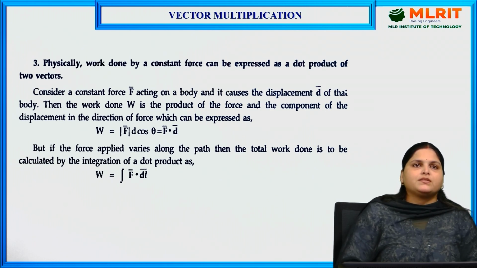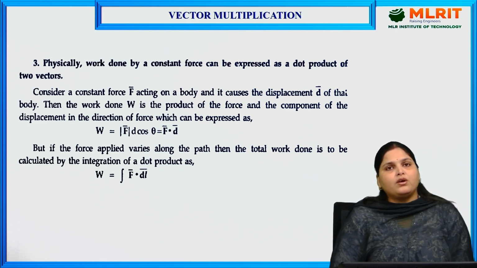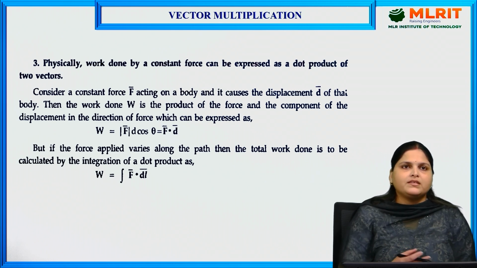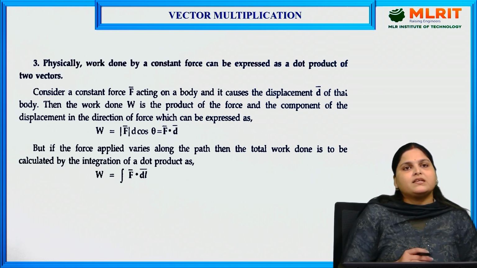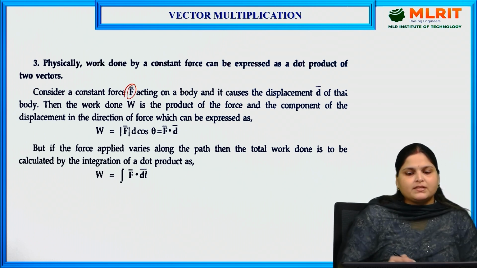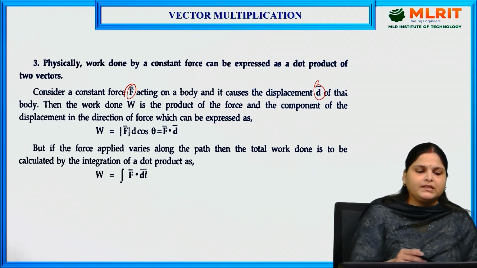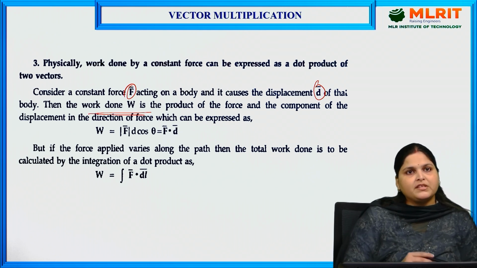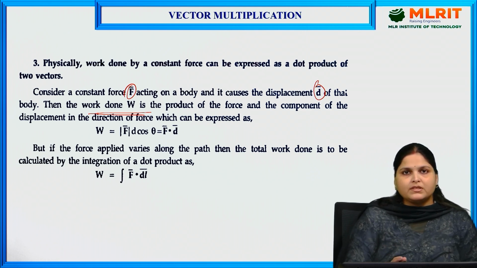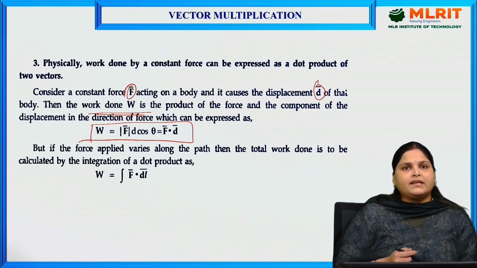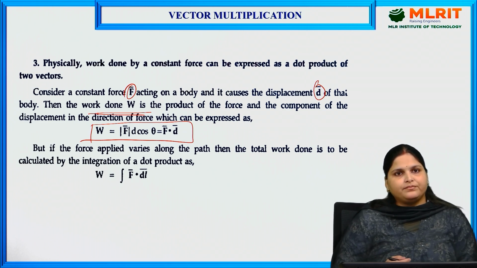Another application is, physically the work done by a constant force can be expressed as a dot product of two vectors. How can we understand this? Let us take an example. Let us consider a constant force F which is acting on a body. It causes the displacement d of that particular body. Then there will be some work done, and the work done W will be the product of force and the component of displacement in the direction of force, and mathematically we can write it as W = Fd cos theta = F dot d, right?